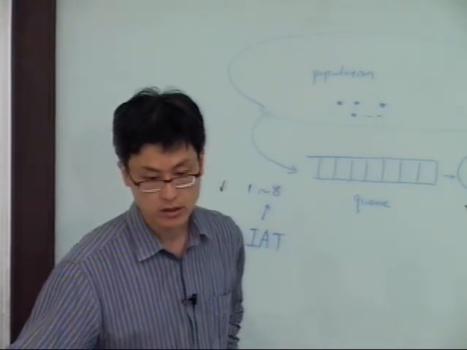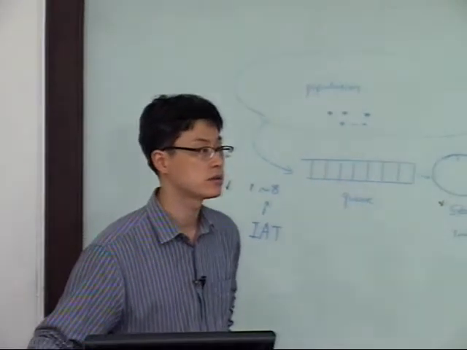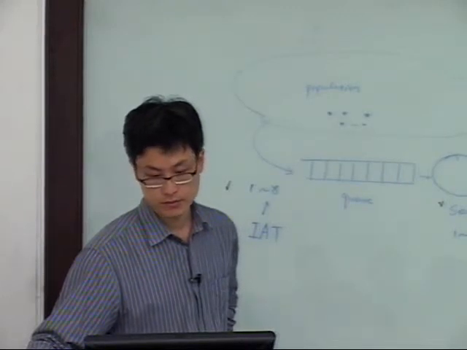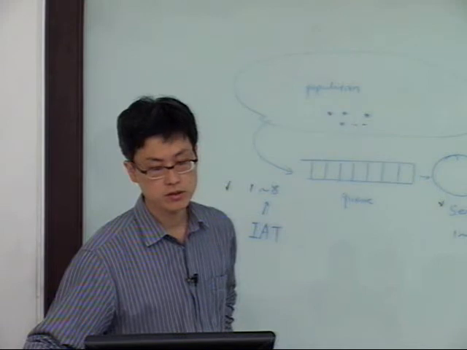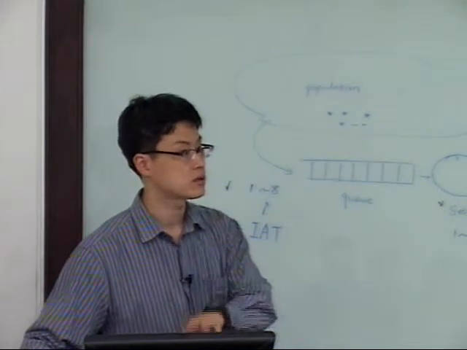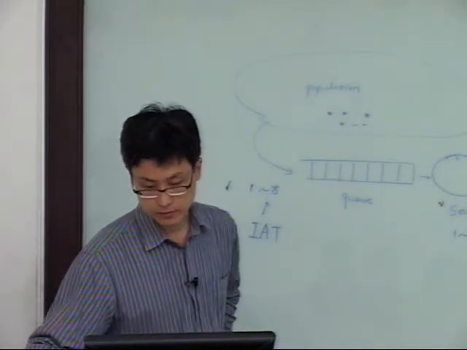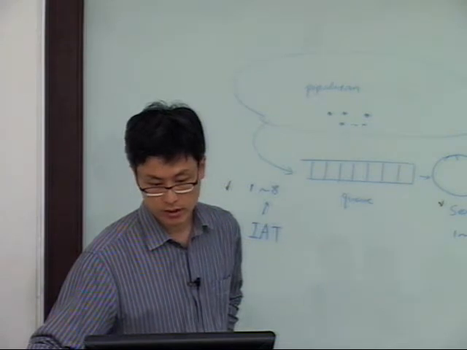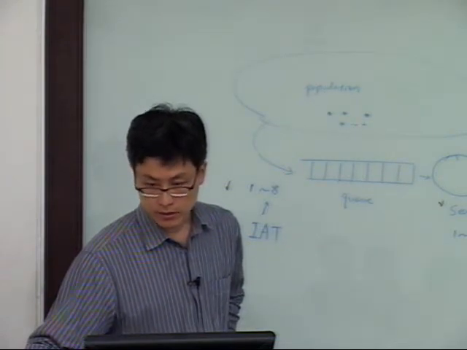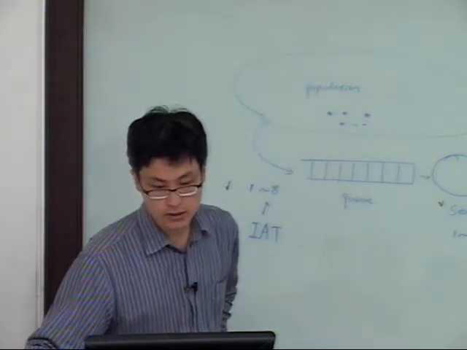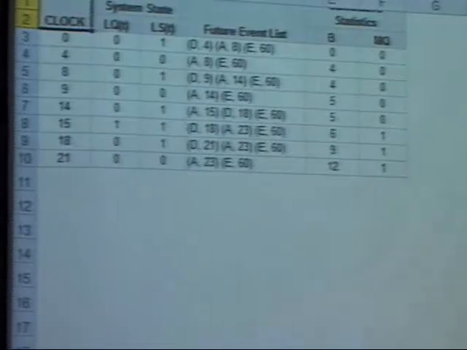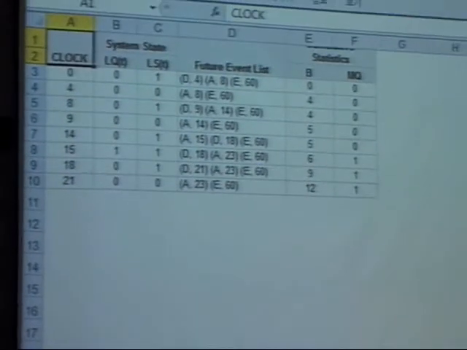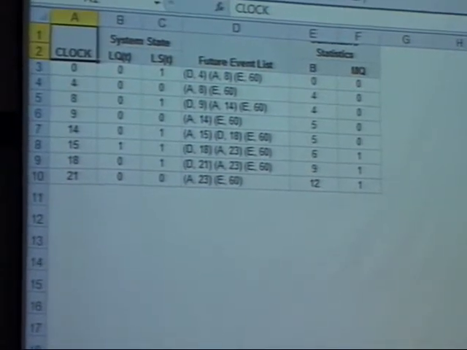Another thing, the execution of the departure event and the overall structure of event scheduling are expressed here. Okay. Let's see this future event list. Then time is up. So I will resume it here.